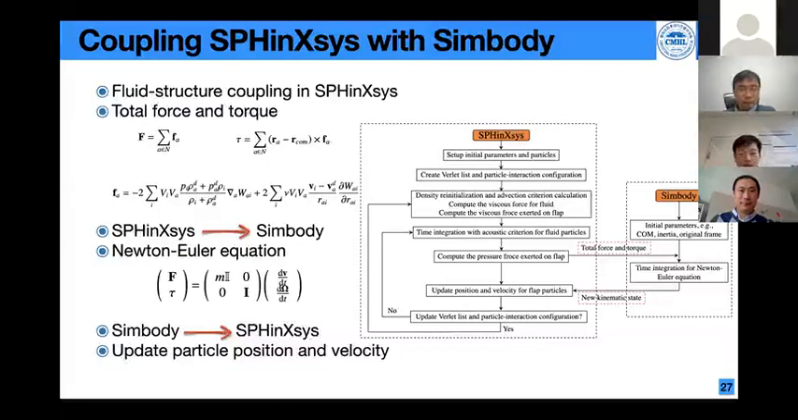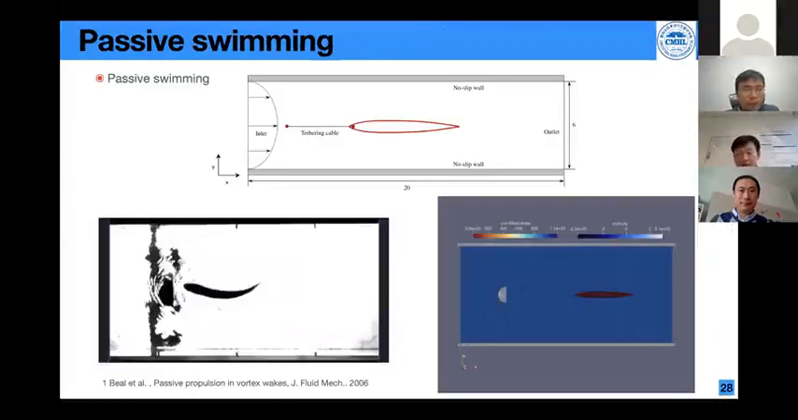So as we know, the SPHinXsys method can solve the Euler-Newton equation directly. However, if we use the coupling with a multi-body library, we can deal with very complex examples. This is one example. Here, we have a channel flow, and we have a dead fish, and this fish is constrained to a fixed point through a cable, and this fish has two parts. The head part is a solid part; it cannot be deformed. However, the other part is flexible.